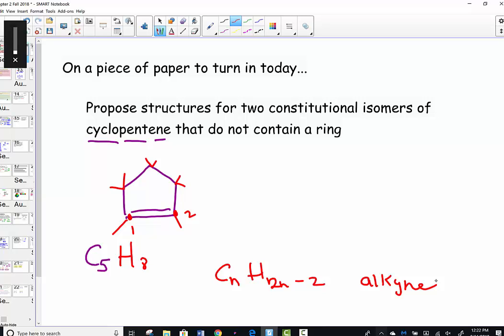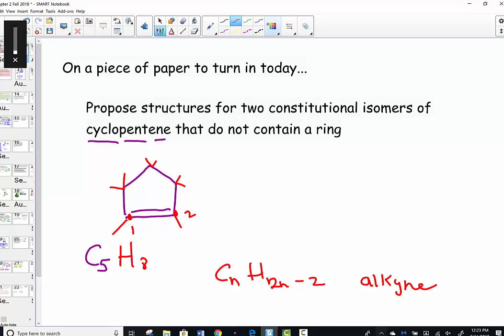If it's not cyclic, it's got to be straight chain. So I know there's going to be 5 carbons in a row. And what type of bond has to be in there? A triple. Somewhere has to be a triple. Alrighty, because that's how I can fill the carbons and create octets and only use 8 hydrogens.